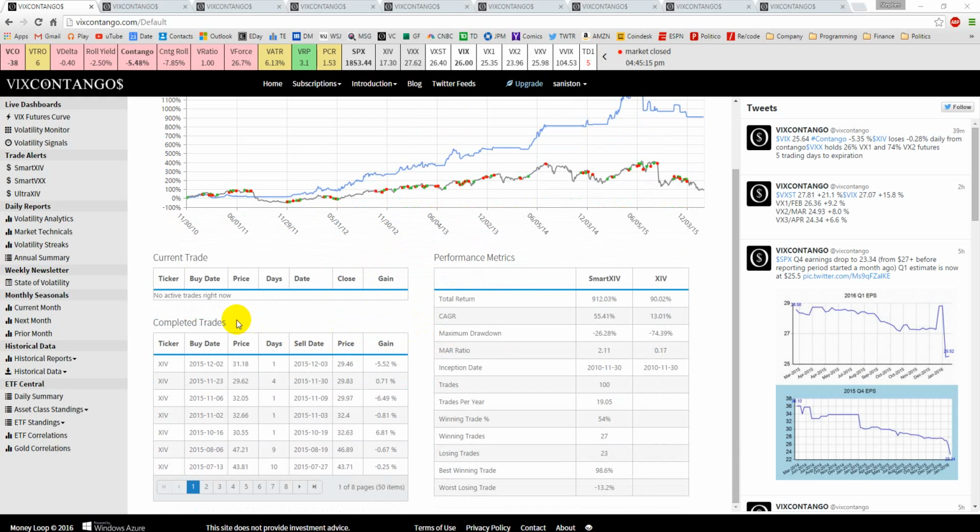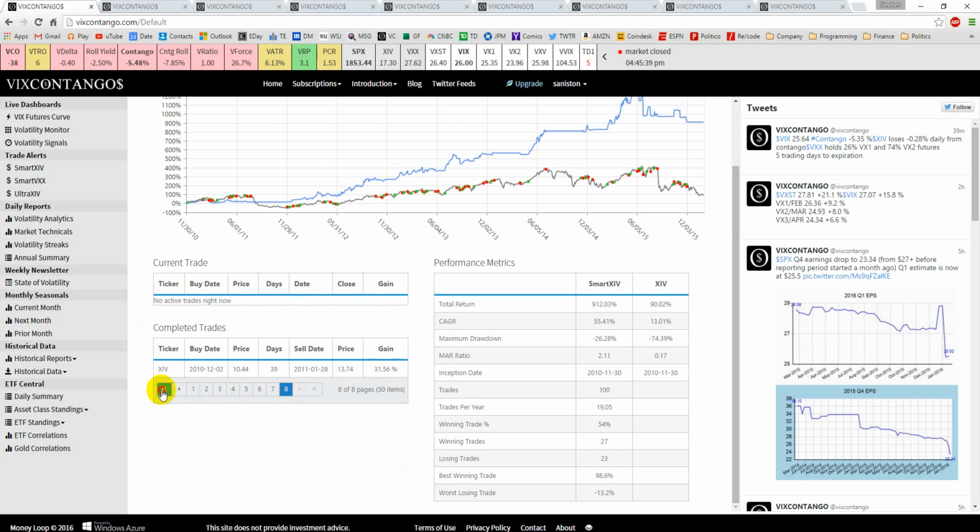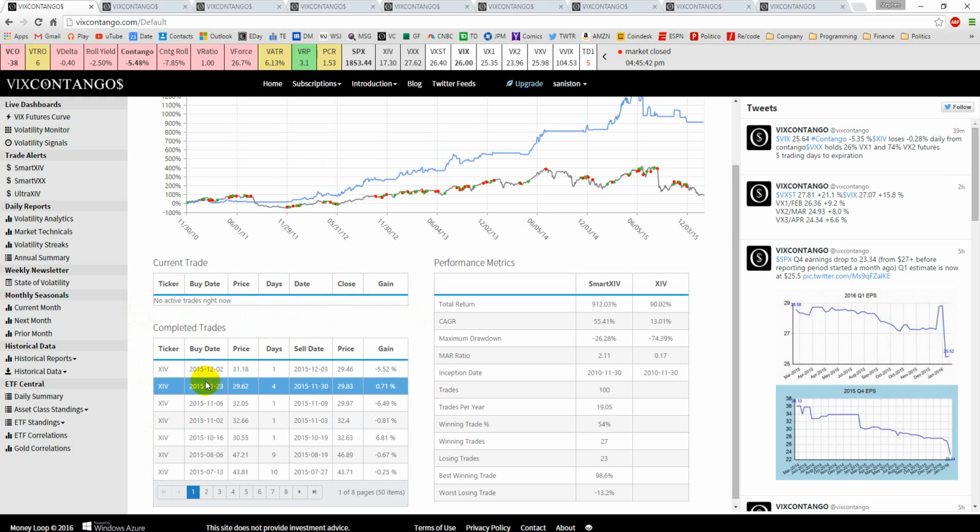You can actually see all the trades in this section here. If we're in an active trade, you get to see it here: when it was bought, the price, and what is the current gain. In the completed trade section, you get to see all the trades that were done in the past. You can go through all of them, back to the end or to the beginning. Then you get to see the buy date, the price, how many days we were in position, the sell date, the sell price, and the gain or loss from it.